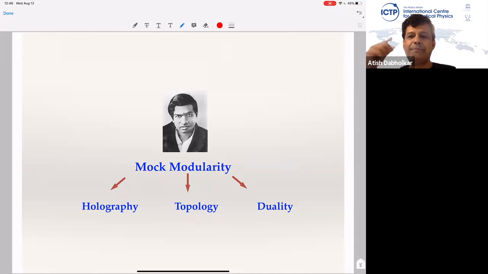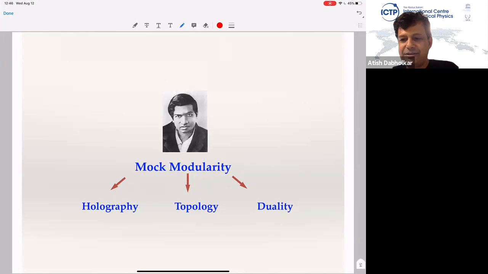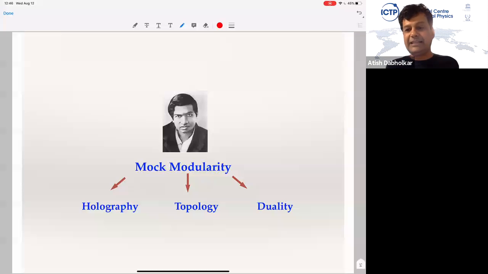Meaning, if you take, for example, a target space which is a circle, right? Then for rational values of R squared, you get a rational conformal field theory. For irrational values of R squared, you'll get an irrational conformal field theory. But it is still compact.